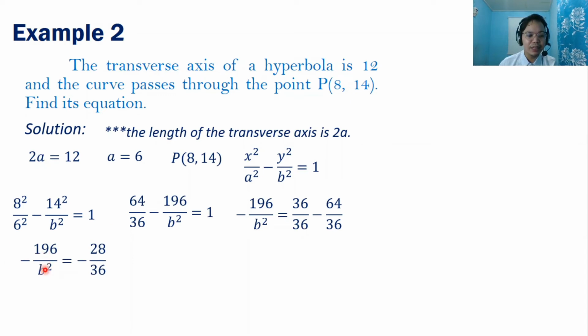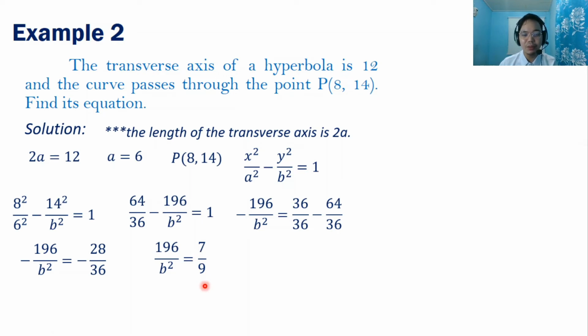So we have negative 196 over b squared equals negative 28 over 36. So ginawa na lang nating positive kasi both sides naman are negative. So in the long run, going to the answer, it will become positive. So ang ginawa naman dito sa next step is nilowest term lang yung 28 over 36. They are both divisible by 4. So we have 196 divided by b squared equals 7 divided by 9.